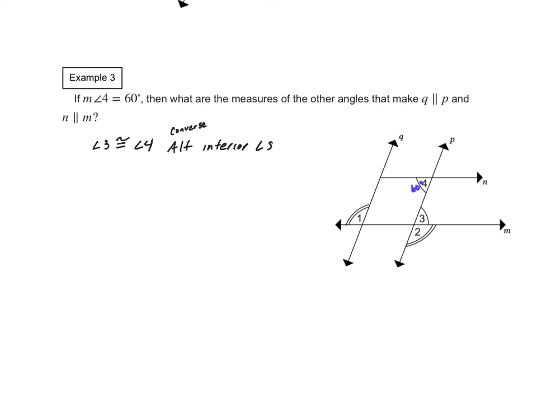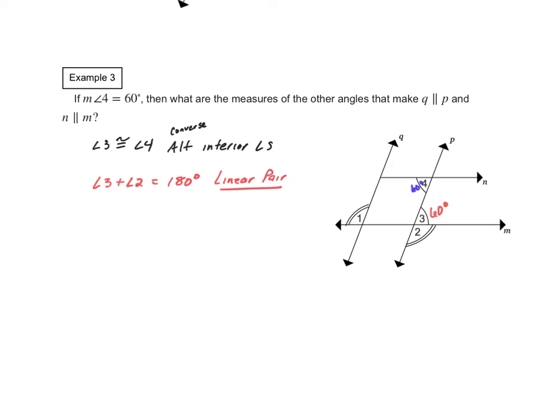So therefore, angle 3 should be 60 degrees. And then looking at this, I could say that angle 3 plus angle 2 is equal to 180 degrees because they are supplementary, they are a linear pair. And then, in reference to lines Q and P, angle 1 and angle 2 are going to be alternate exterior angles.